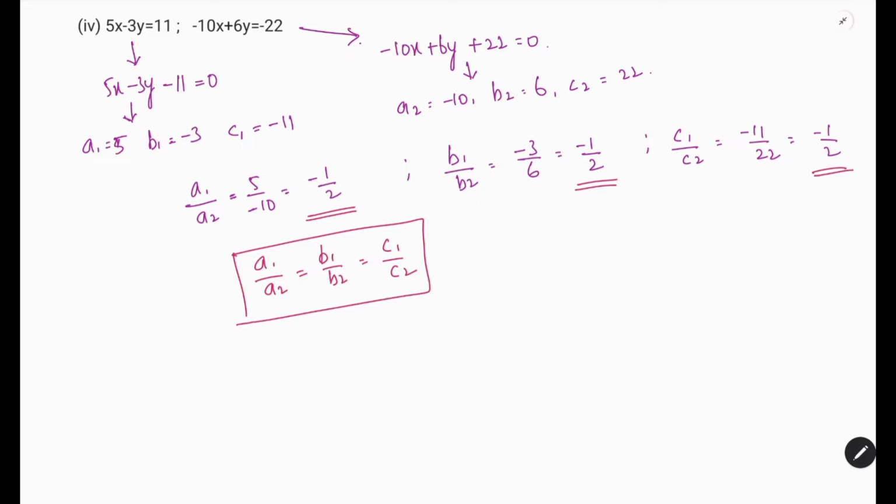If this is the case, we can say that the lines are coinciding. The lines are coinciding and these lines are consistent and these have infinite solutions. Infinite solutions. Okay, next one.